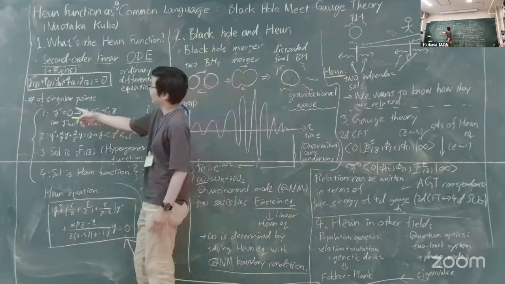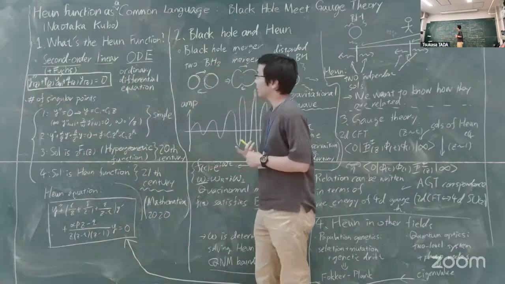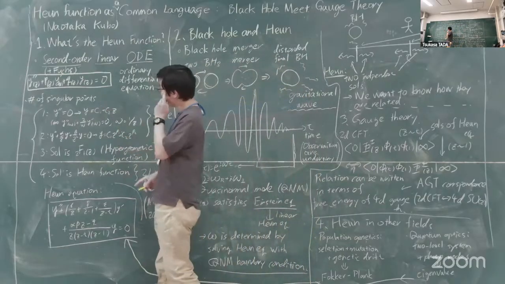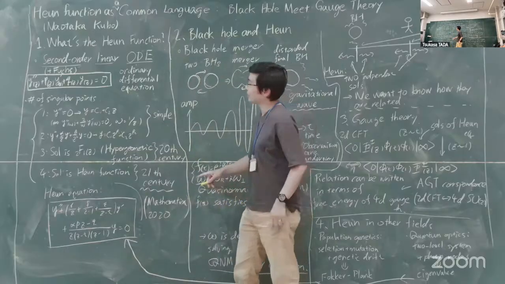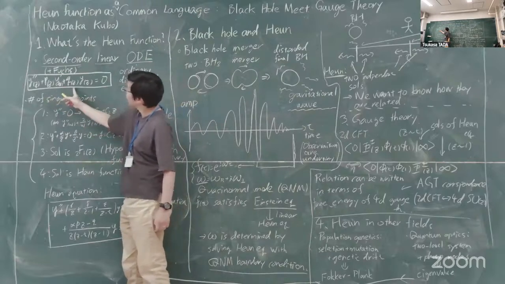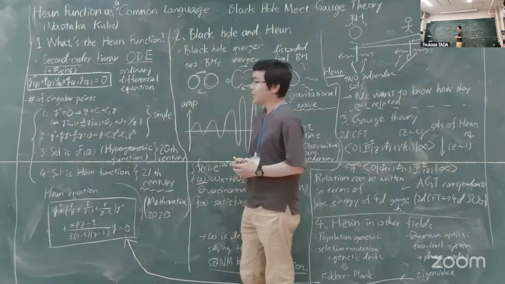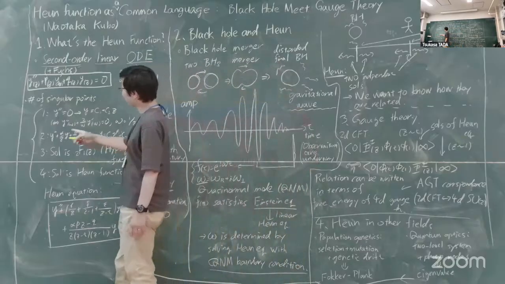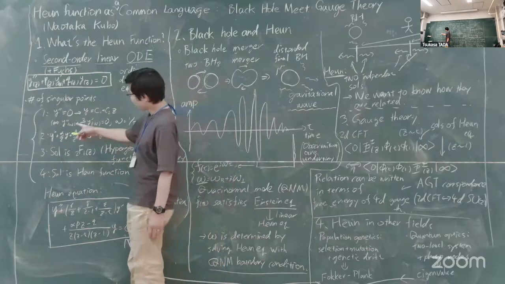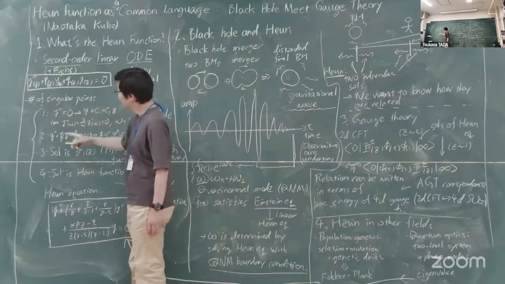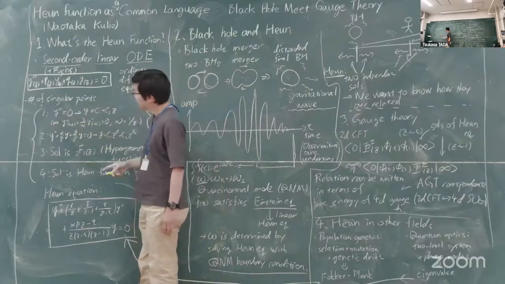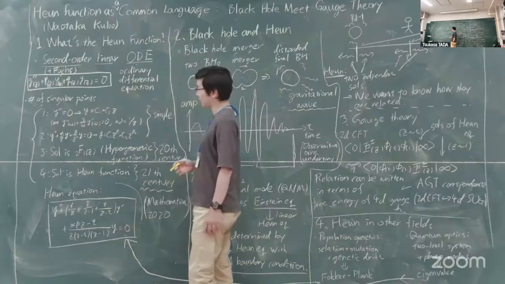This one, and then we can further classify this equation by counting the number of singular points of the coefficient functions p and q. For example, when the number of singularities is 1, the typical equation is like this.